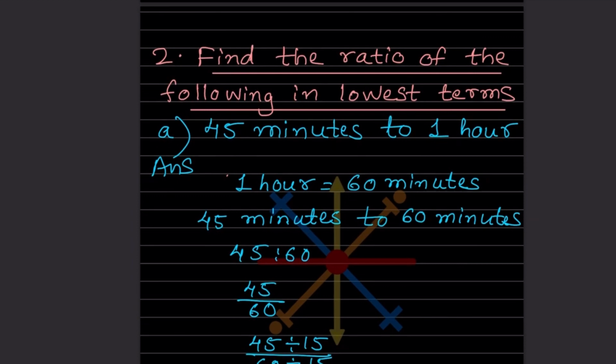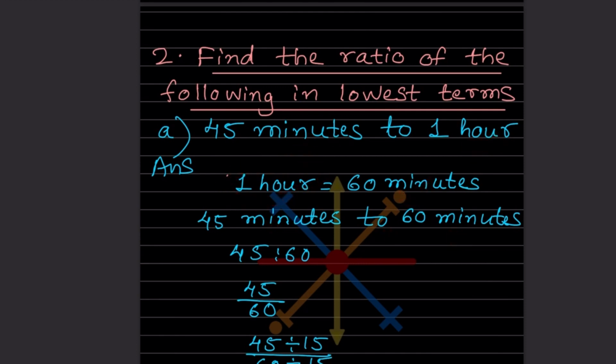That is, find the ratio of the following in lowest term. Now see here, first we'll find out the ratio and then lowest term is easy. Now see here, this is 45 minutes to 1 hour. So now these units are different. So what are we going to do? Because this hour is bigger, we'll convert this to minutes. So 1 hour is 60 minutes. So 45 minutes will be how much?